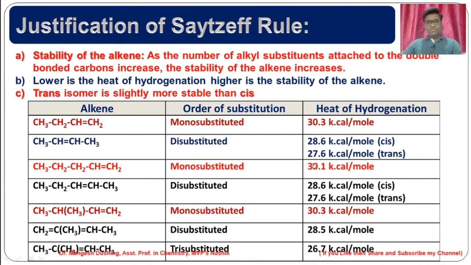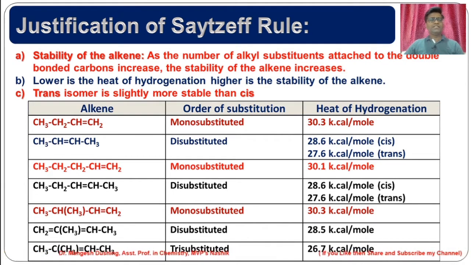In the case of monosubstituted, the heat of hydrogenation is high, 30.1, while in the case of disubstituted, the heat of hydrogenation is less, that is 28.6 and 27.6. For trans, that is 27.6, that's why trans-2-pentene is obtained as the major product. The disubstituted and trisubstituted alkenes have less heat of hydrogenation, so these are obtained as the major product.